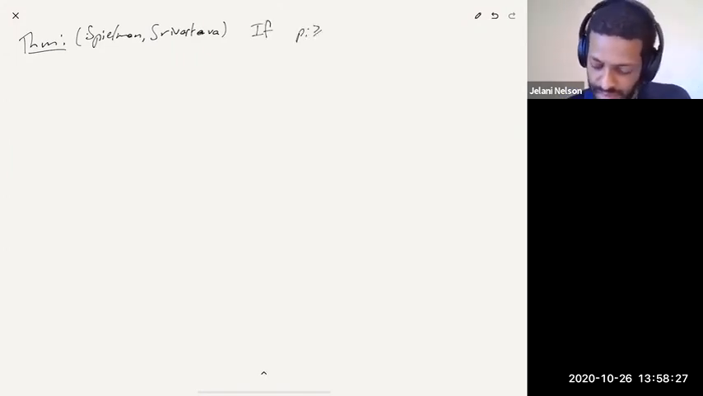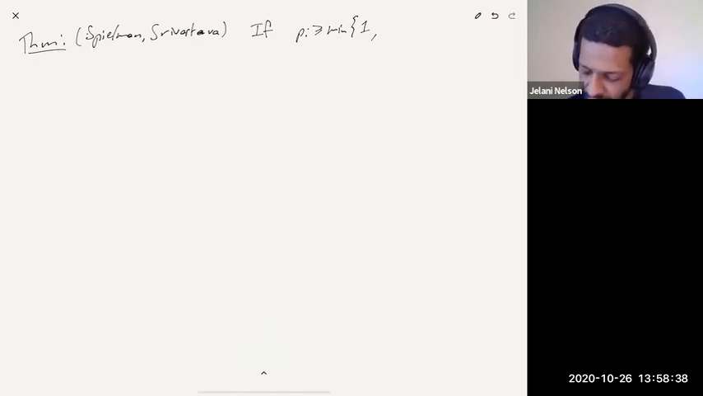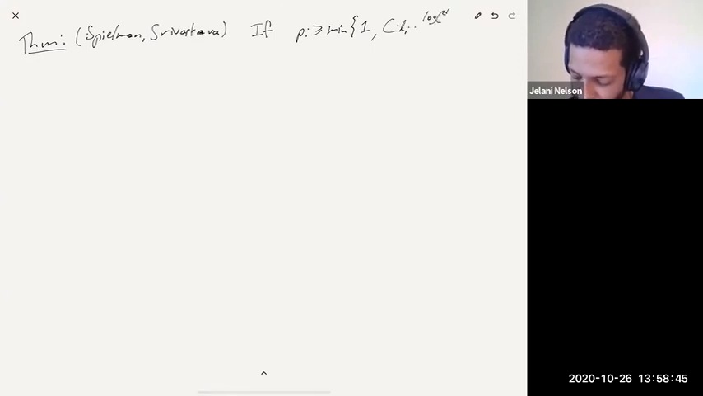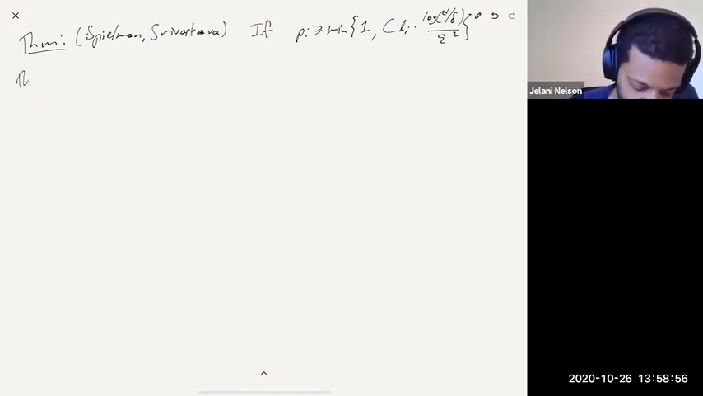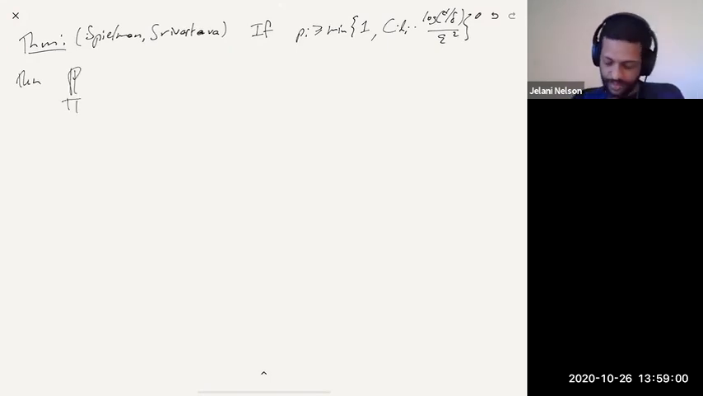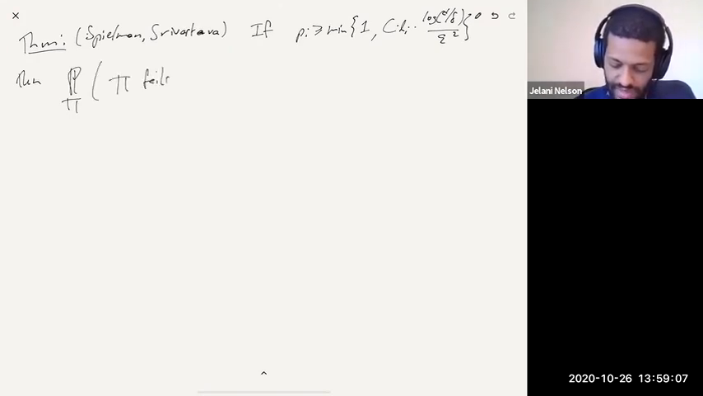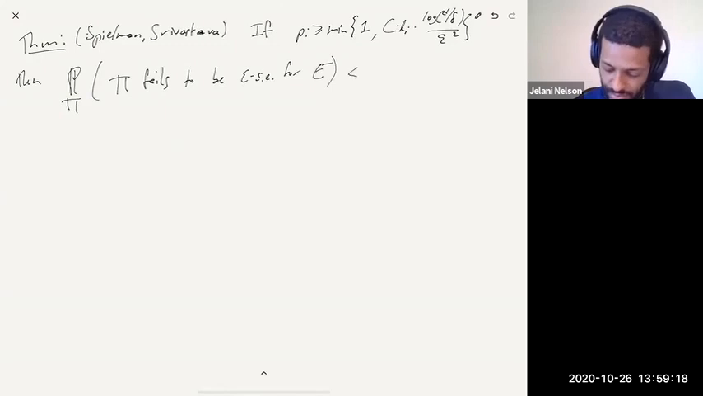pi is at least, up to a constant factor, the min, not the max, the min of 1 and some constant times Li, the ith leverage score, times log of d over delta over epsilon squared, where d is, again, the rank of the column space of A, or the rank of A. Then the probability over pi that pi fails to be an epsilon subspace embedding for E is at most delta.